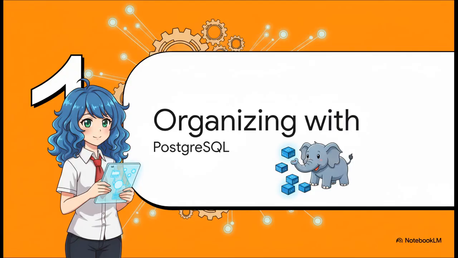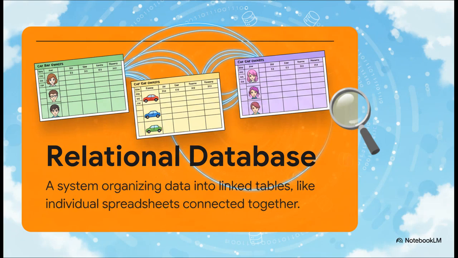Okay, so we have this giant digital filing cabinet. But what does that organization actually look like? That's where the structure comes in, and we're going to explore it using our tool for today, PostgreSQL. Now, PostgreSQL is what's called a relational database. I know, that sounds super technical, right? But stick with me, the idea is actually incredibly simple.